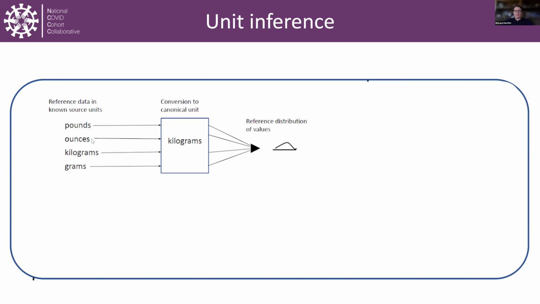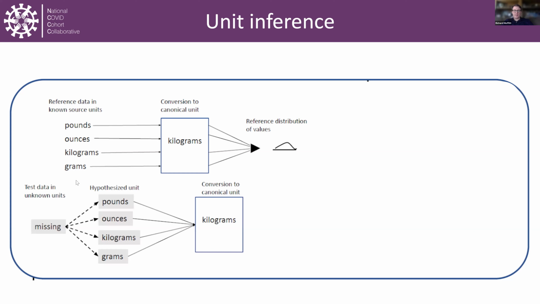So the reference data come in known units: pounds, ounces, kilos, or grams. So these are sites that provide us good data and provide us what the units are. And we can convert all that data into the canonical unit, kilograms, using our formulae. And so now we have this large pool of what we think are correct converted units, which give us a master distribution of what good data for this particular measurement look like.